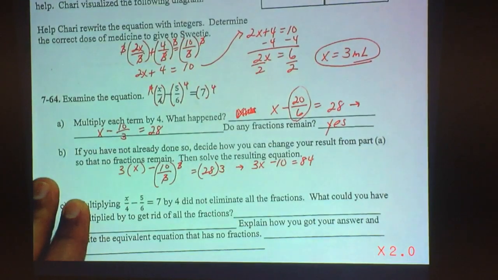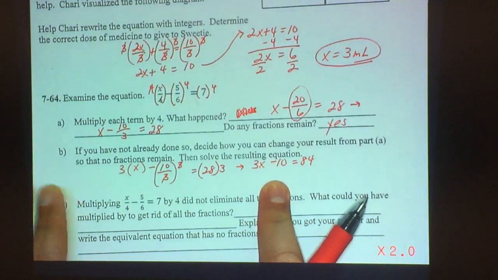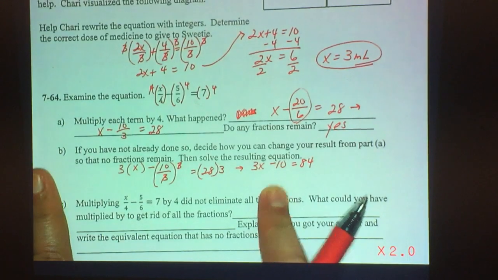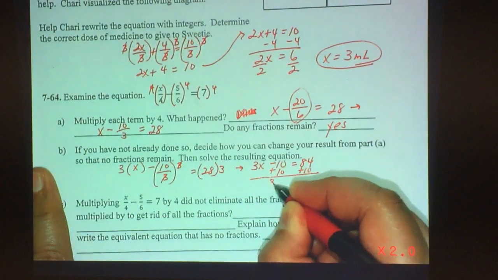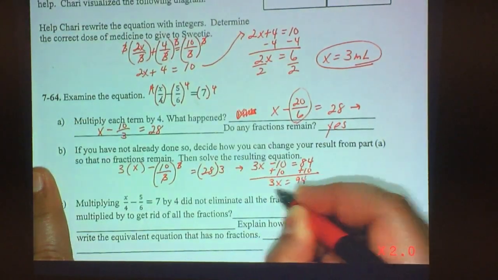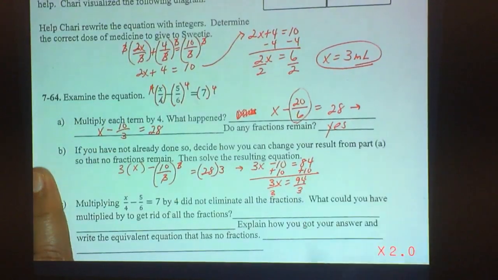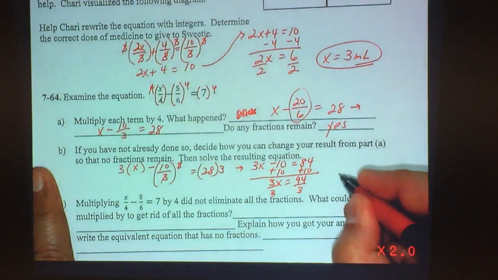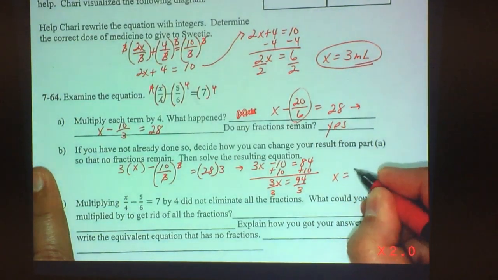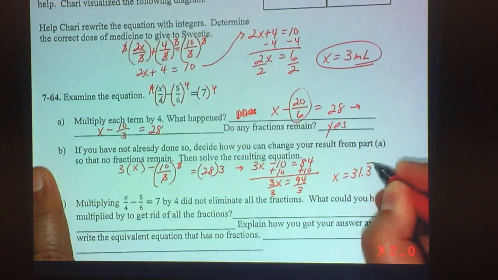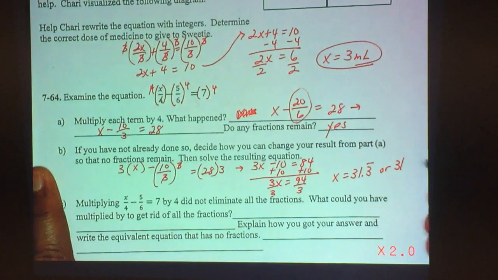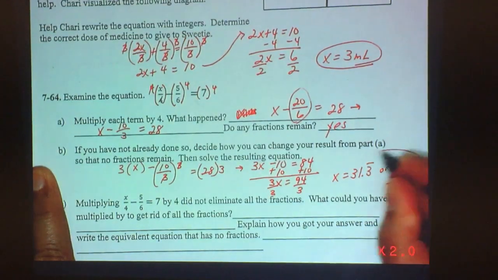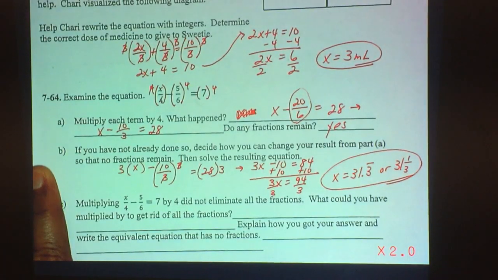Okay, and then if we wanted to solve this equation now, looks crooked. If we wanted to solve this equation now, first I will add 10 to both sides. I get 3x equals 94. Divide by 3, because that's the opposite of multiplying by 3. Hey Google, what's 94 divided by 3? The answer is approximately 31.333333. Okay, so that's that. Or you know what? I like this answer better. 31 1/3. Either one of those, to me, is acceptable.